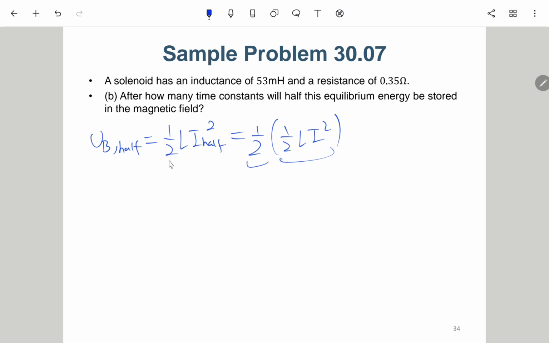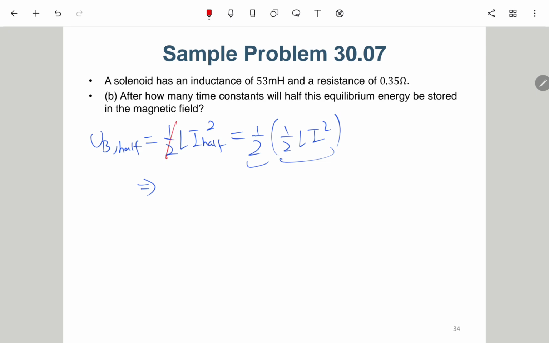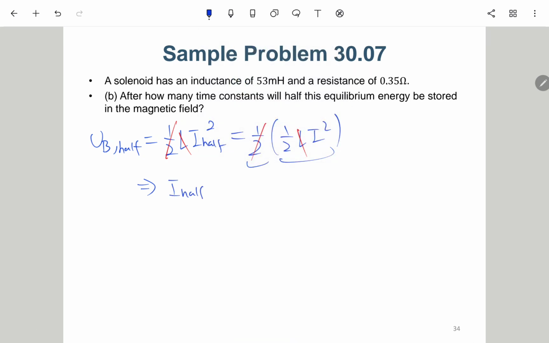Okay, so here we would like to have a half of Li squared to see what is I half, what is the relationship between I half and I. And then the answer will be, okay, so some of them will be cancelled. So let's say this 1/2 will be cancelled, this L and L will be cancelled. So it turns out that this I half will be 1 over square root of 2 I. Because here we have a square, so take the square root on both sides. We have a 1 over square root of 2 here.